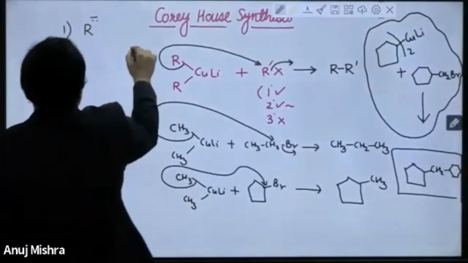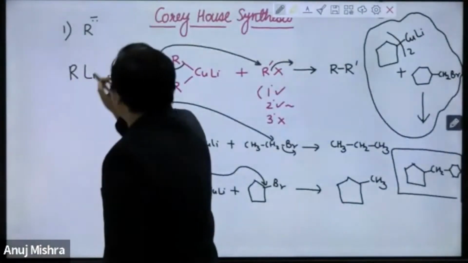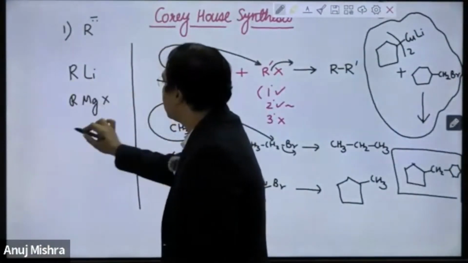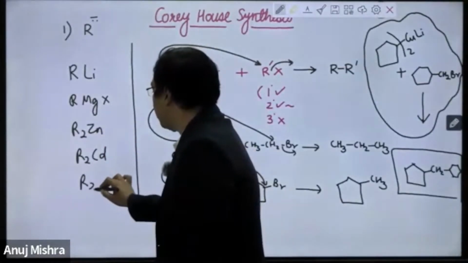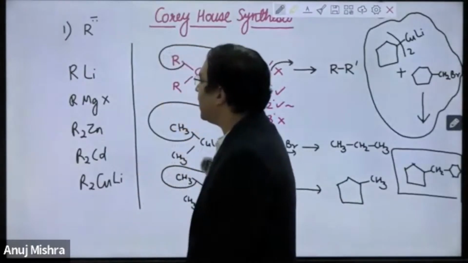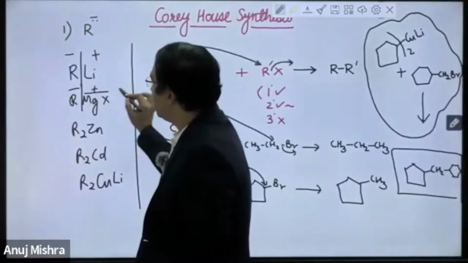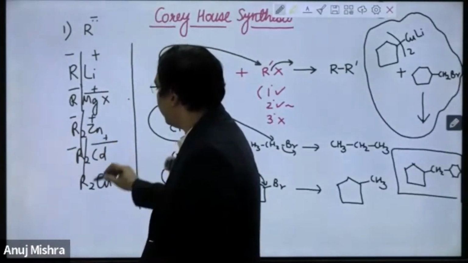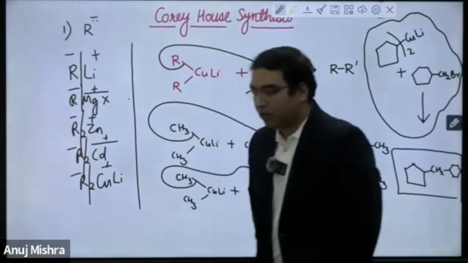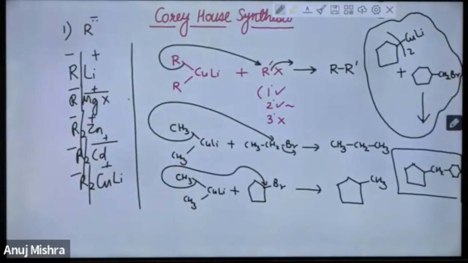So I didn't understand why R minus is the reactive part of that reagent. Okay, sure. That's a good question. Let me revise it. Can you recall RLi, RMgX, R2 zinc, R2 cadmium, R2CuLi from the last class discussion? Yes, sir. In all these cases, what we discussed, they are all linked with metals. Hence, there will be 2 components, okay? One is negative, the other is positive. And that is how R minus is the reacting component of it, okay?